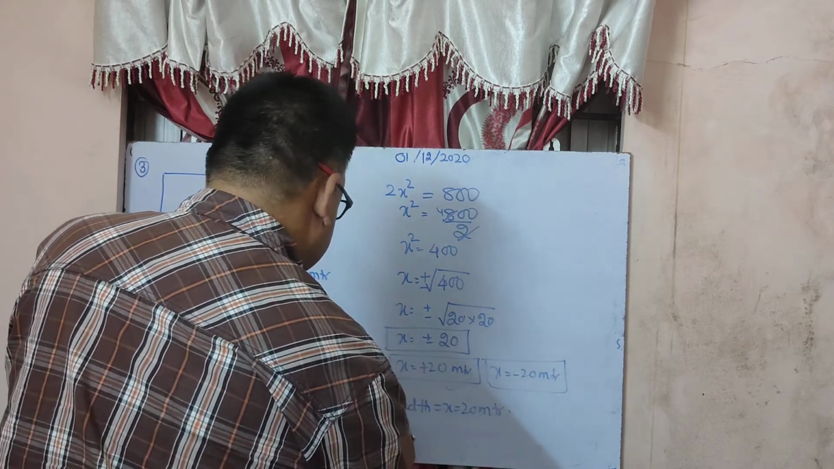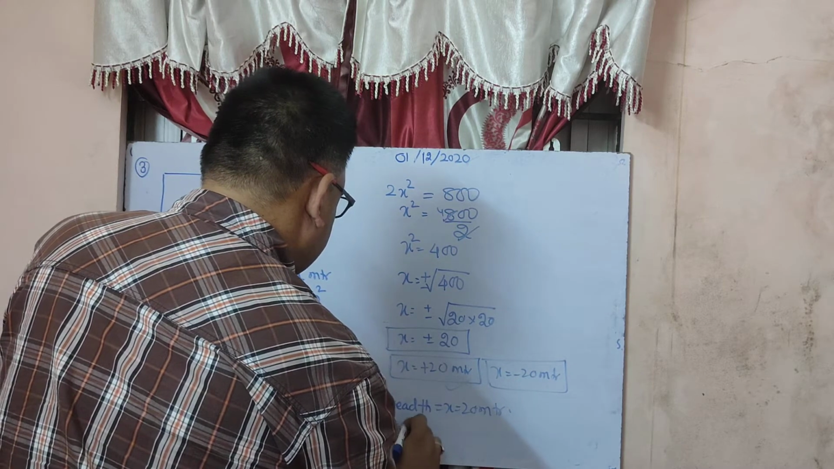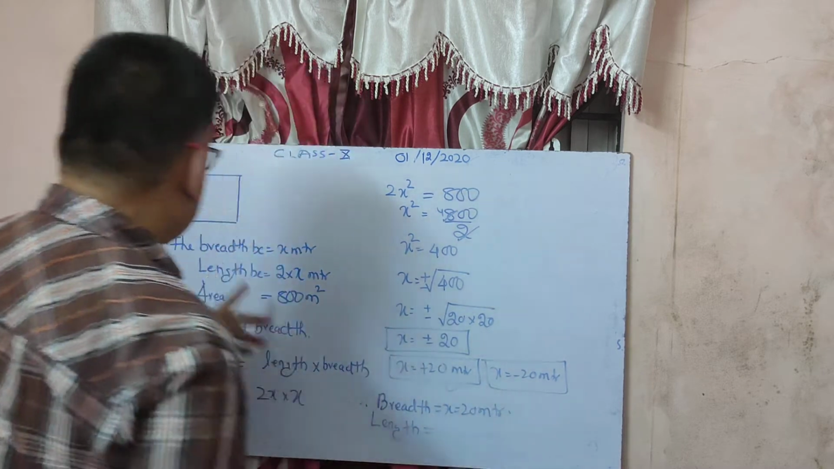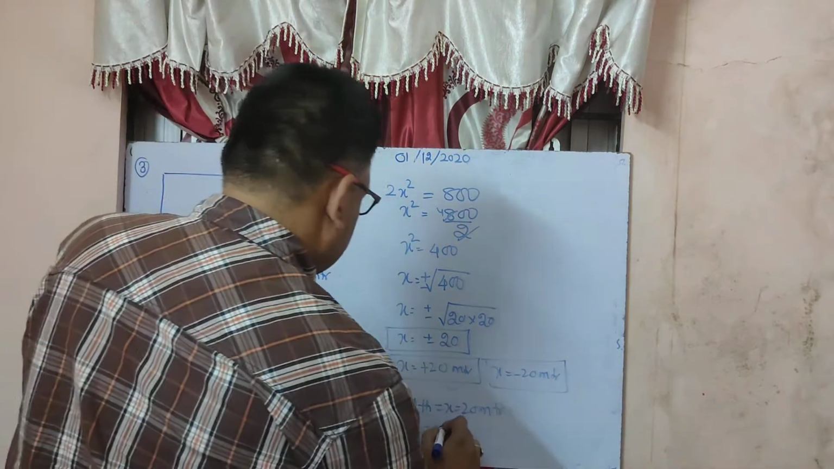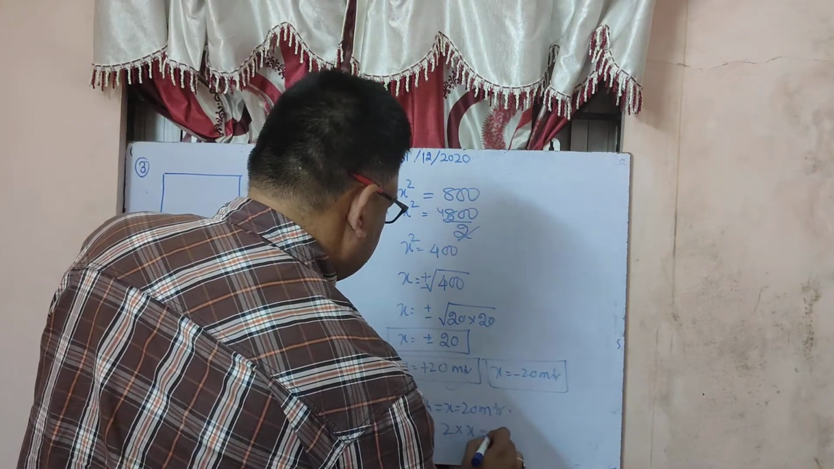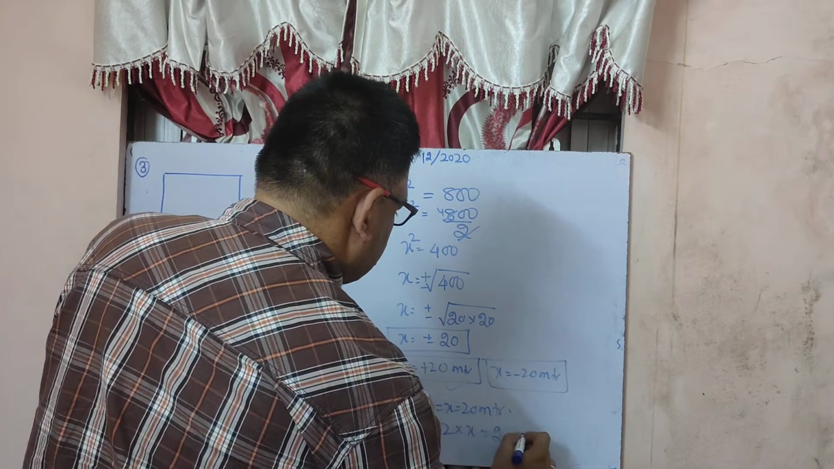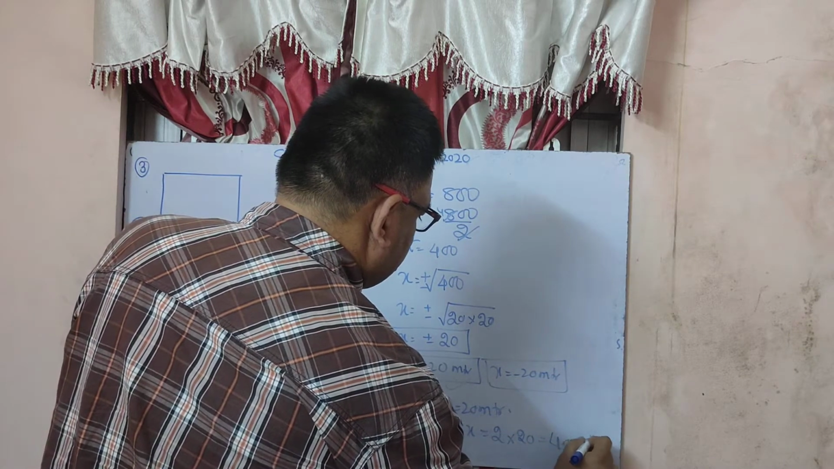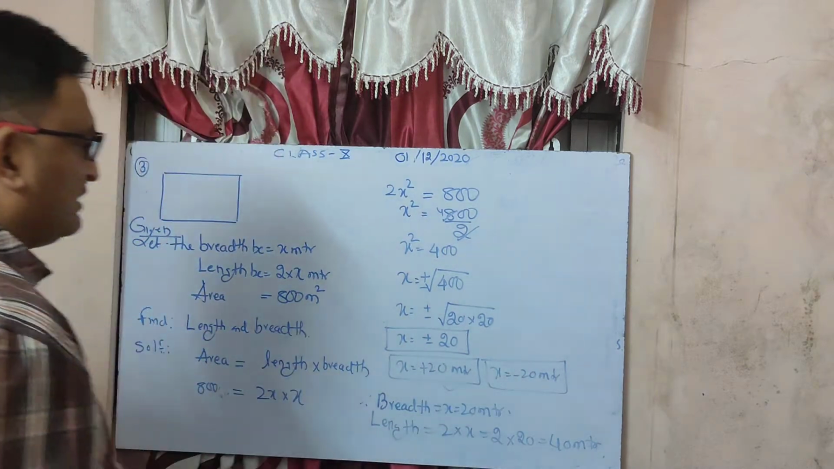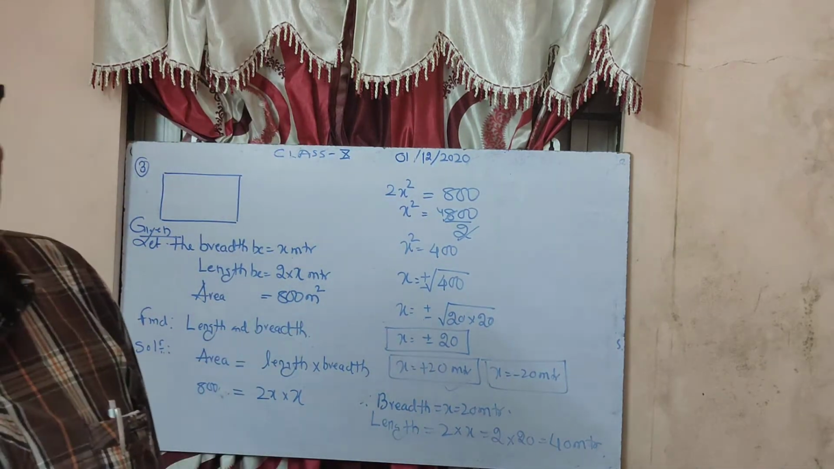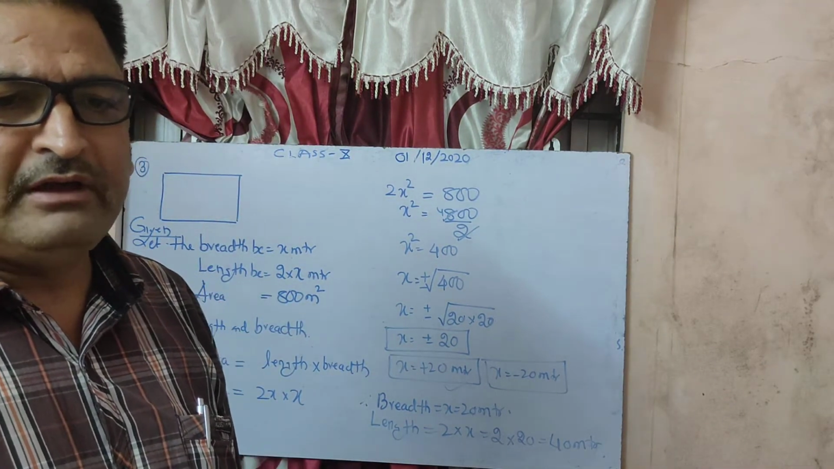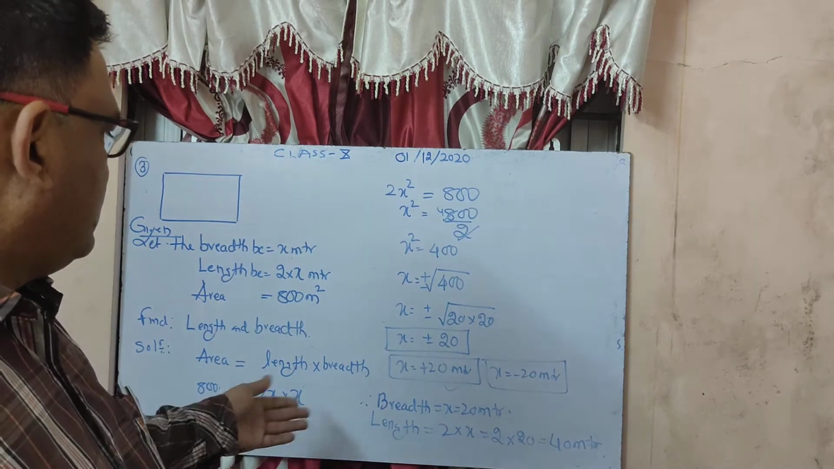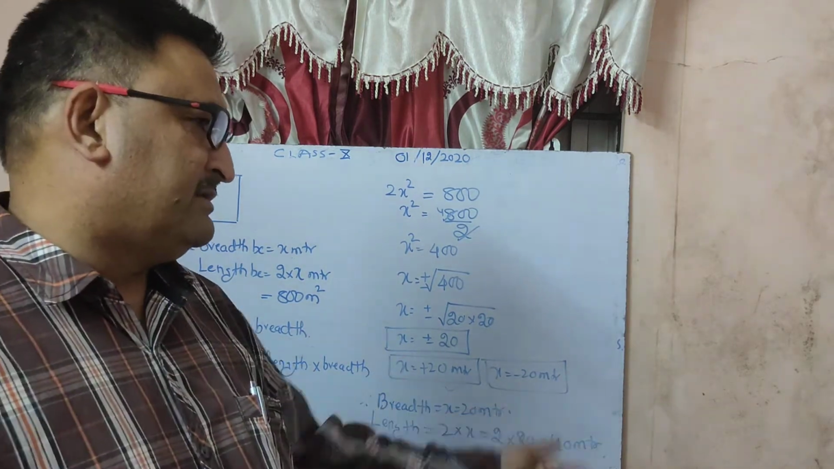And what is length? Length is equal to 2 times x. 2 is already there, x is 20, that is 40 meters. This is what is required. So you found the length and breadth.